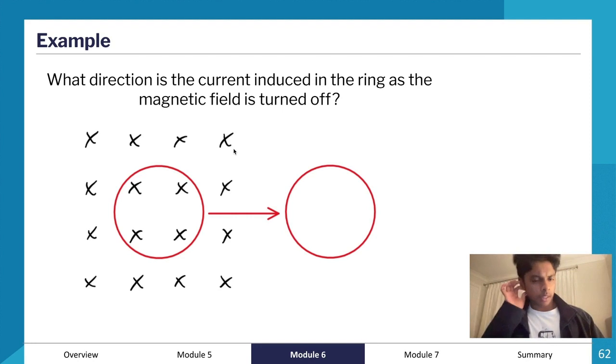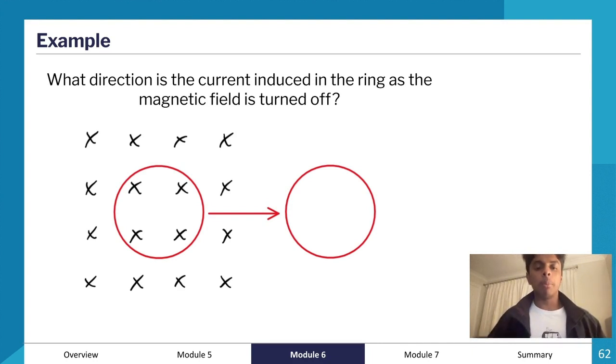So let's see what happens when the magnetic field is turned off. Within this magnetic field itself, we initially have magnetic field lines cutting across it going into the page, because we see crosses into the page. And then all of a sudden we turn it off. So it already had magnetic fields going into the page and now it doesn't.